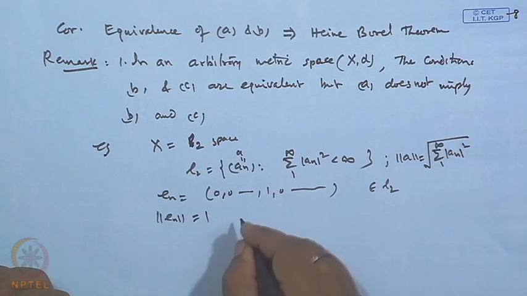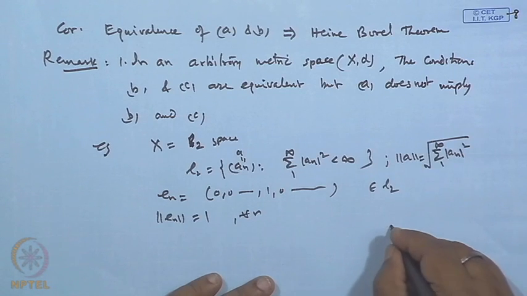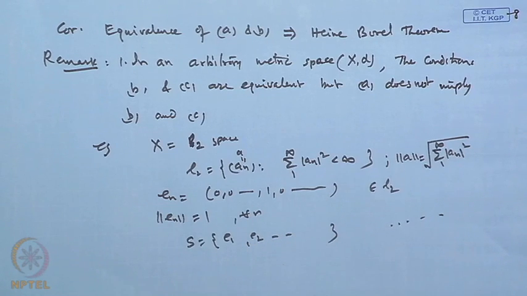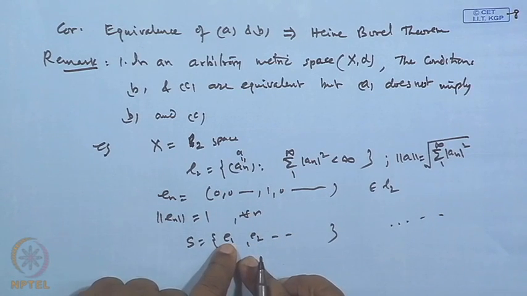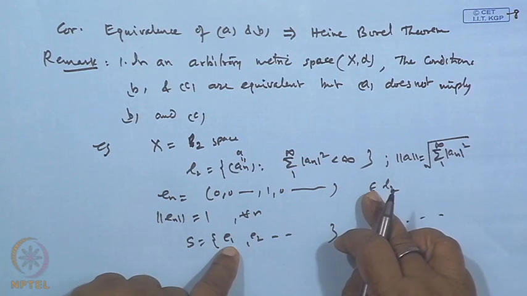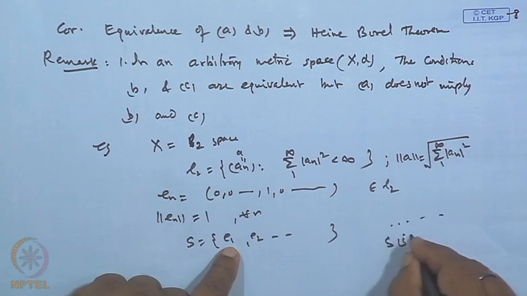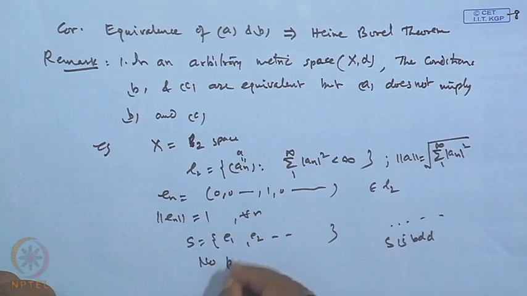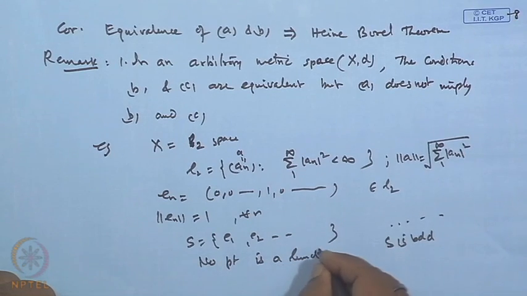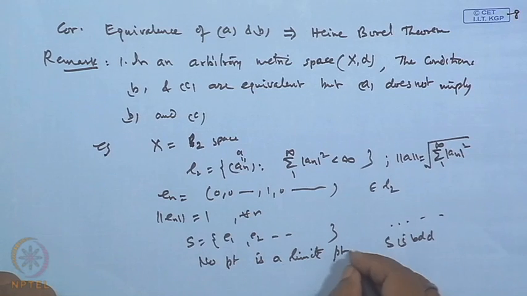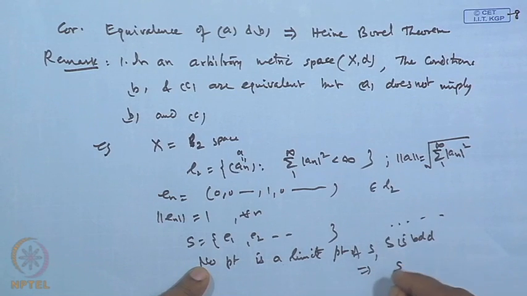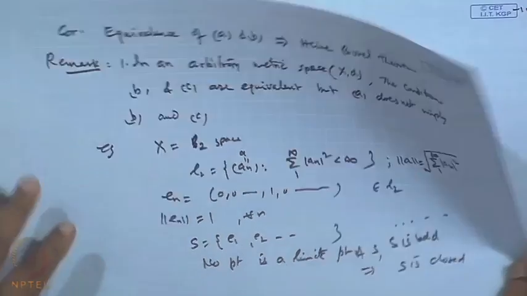So, the norm of E n is 1 for each n. Therefore, the set S is E 1, E 2, E n and so on. Each point has norm 1, is it not? So S is bounded, and no point is a limit point, because it is a point set only. Therefore, all the limit points of S belong to S. So this shows S is closed also.